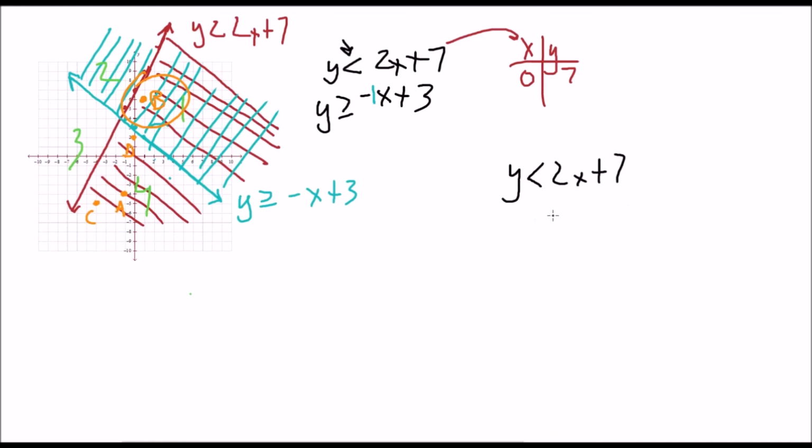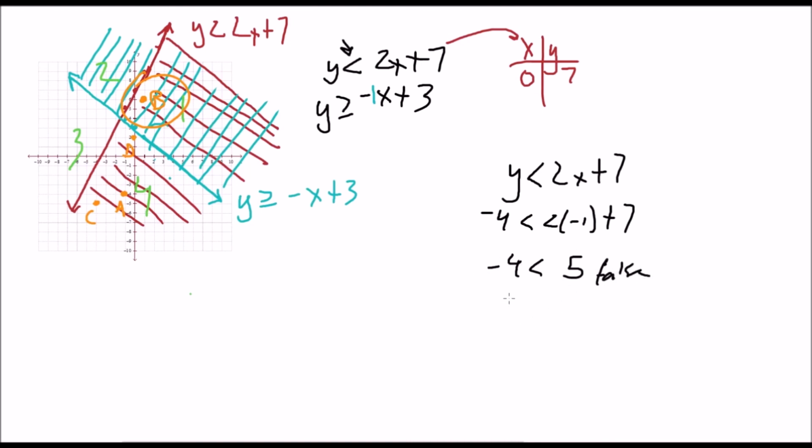So I'm going to have 2 times -1 plus 7 compared to -4. Well, I'm going to end up with -2 plus 7, that's going to be -4 is less than 5. False. So it's not a solution.